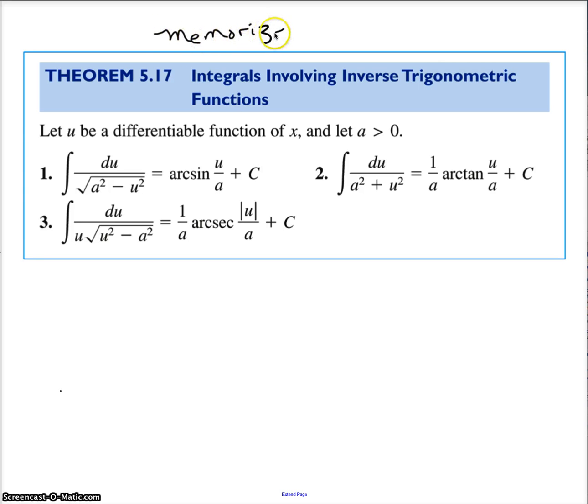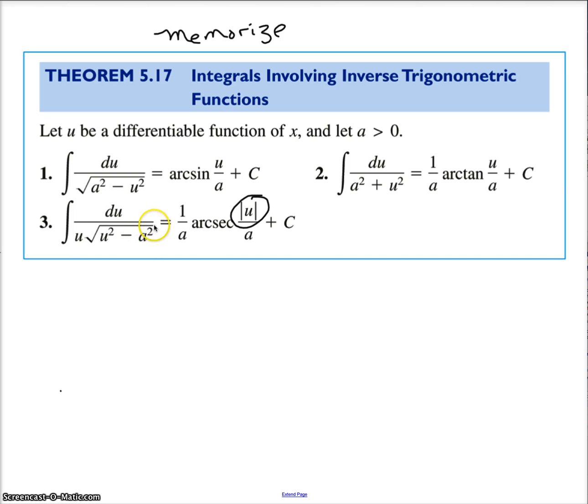All right, if you have an integral of the form du divided by the square root of a squared minus u squared, that's the inverse sine of u over a plus c. While the integral of du divided by u, so if you have this u on the outside, then you know you're looking at this form. So du divided by u, square root of u squared minus a squared, is 1 over a inverse secant absolute value of u over a, and this absolute value is very important, so make sure you don't forget it.